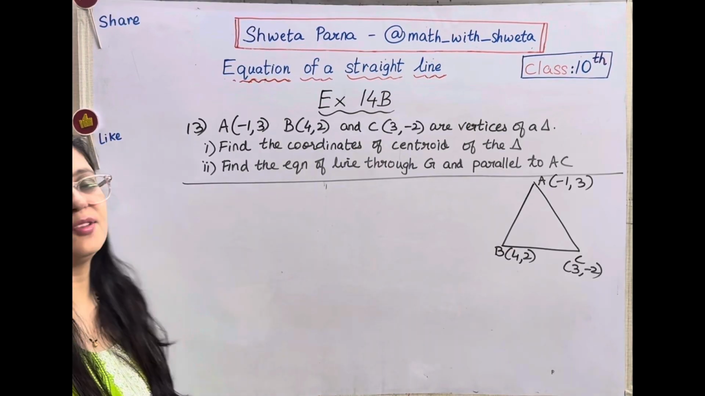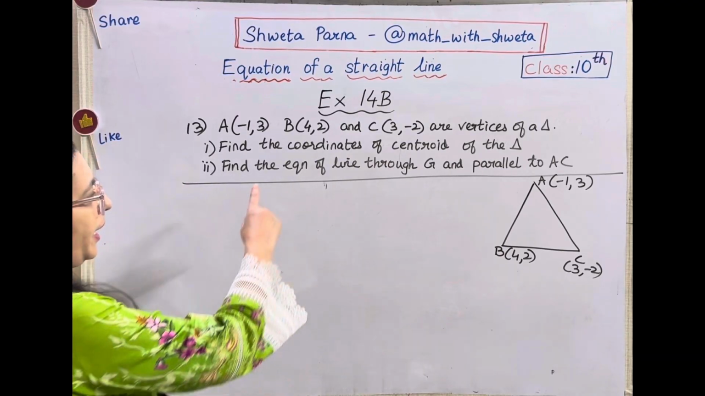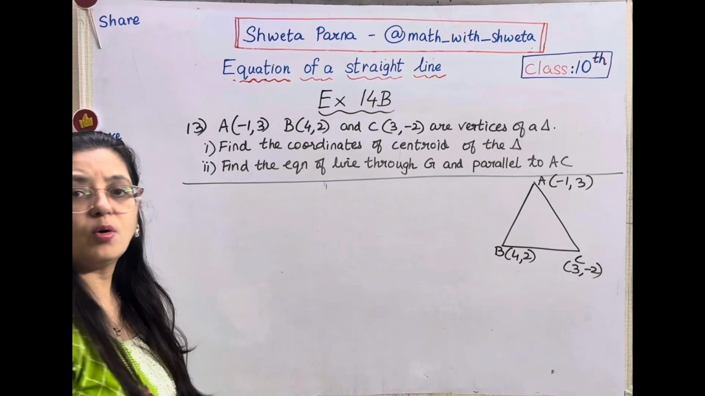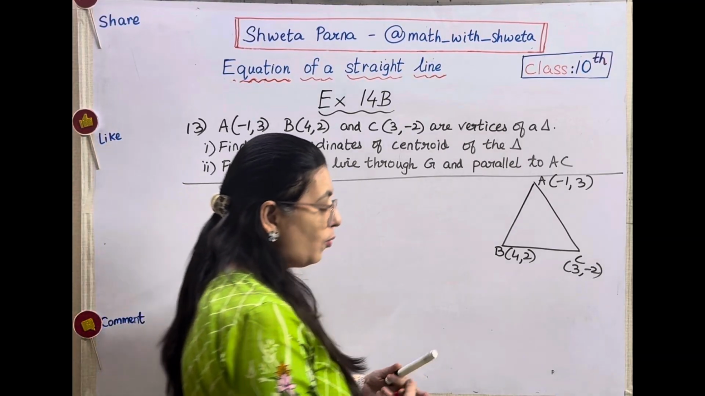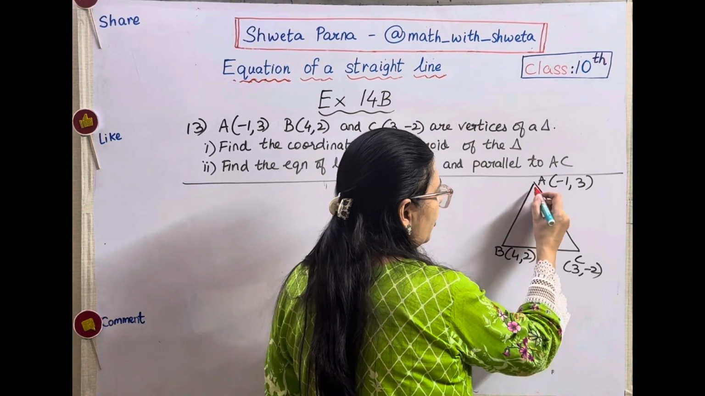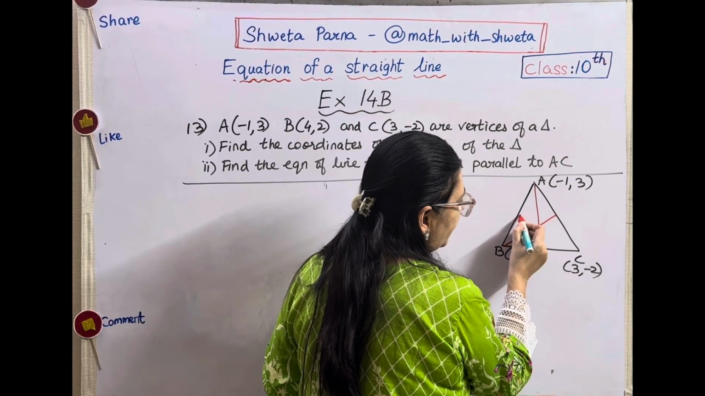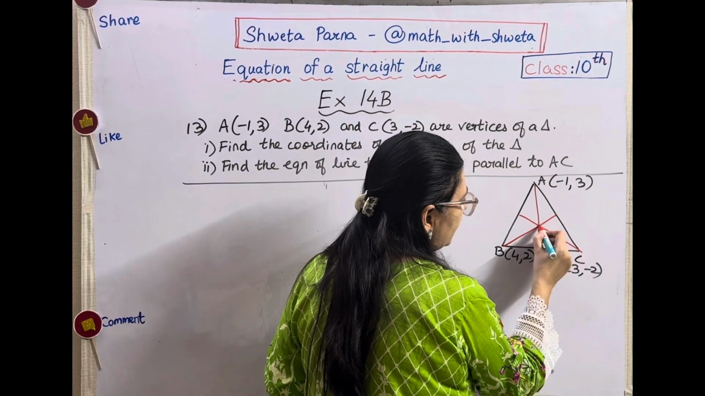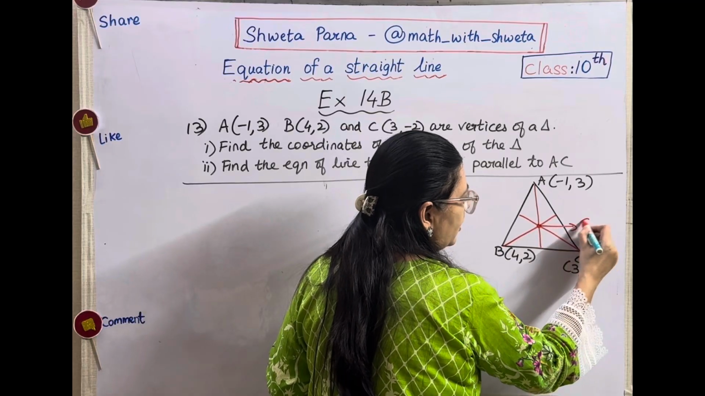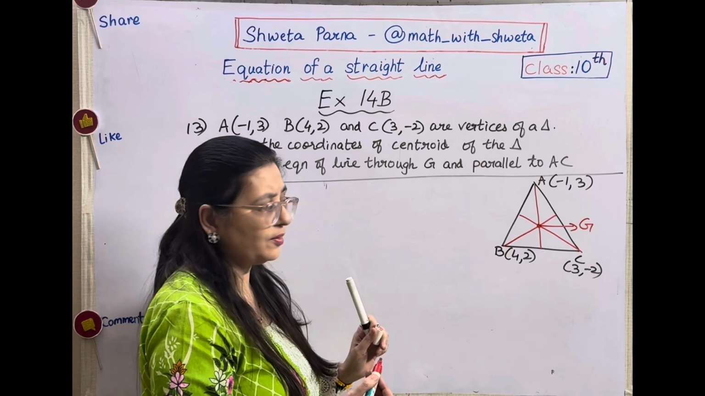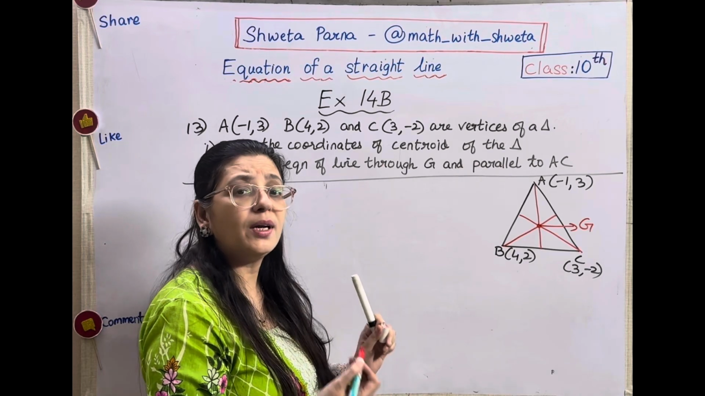Okay. Yes kids, let's go to question number 30. A, B, C are vertices of the triangle. You have to find the coordinates of the centroid. Now what do you mean by centroid? Centroid is the intersection of three medians. This point where they intersect, say point G, that is the point of intersection of the three medians, which is called the centroid.